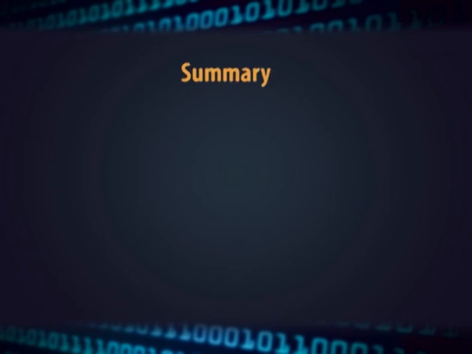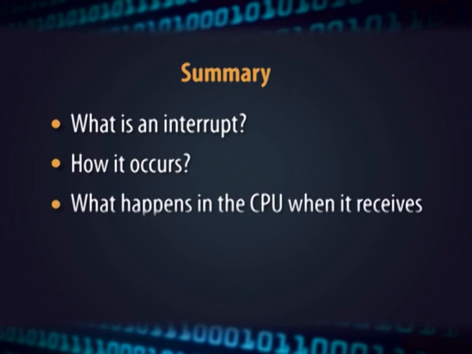So, what we have learned today can be summarized as what an interrupt is, how it occurs, and what happens in the CPU when it receives an interrupt, using the example of the microprocessor 8088/8086. The interrupts were explained with the help of interrupt related instructions.